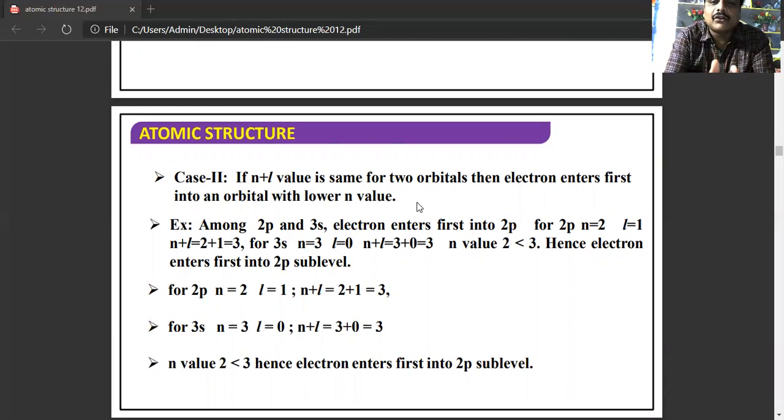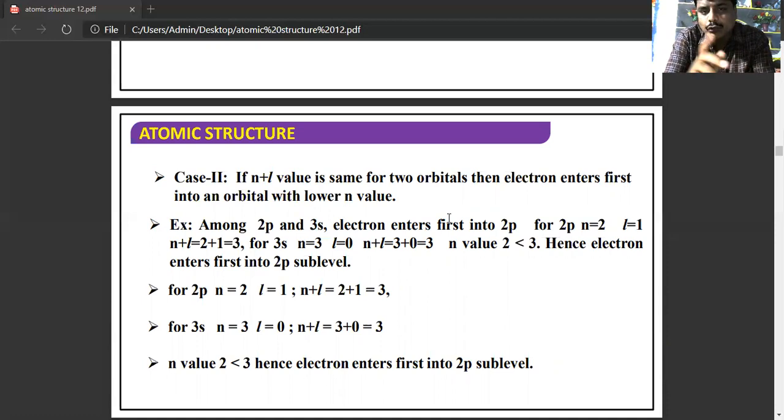Then the electron enters first into the orbital having the lower n value. So we have to see if both orbitals have the same n plus l value. Suppose we are comparing 2p and 3s. For 2p, the n plus l value is 3. For 3s also, the n plus l value is 3. But then we have to go for the least n value.